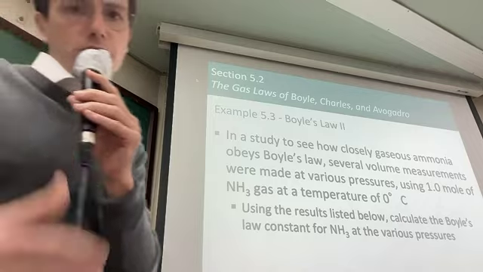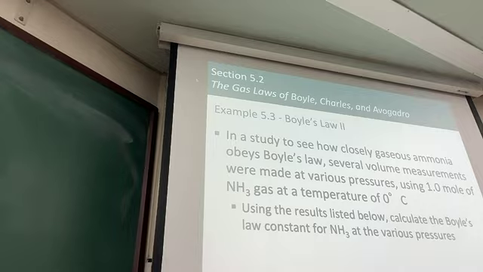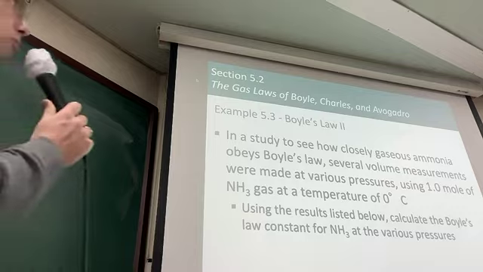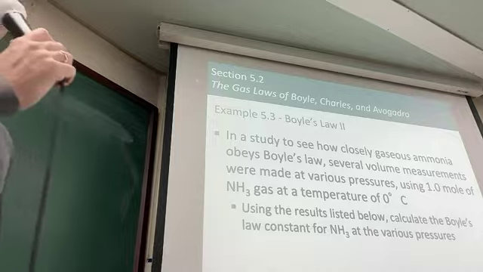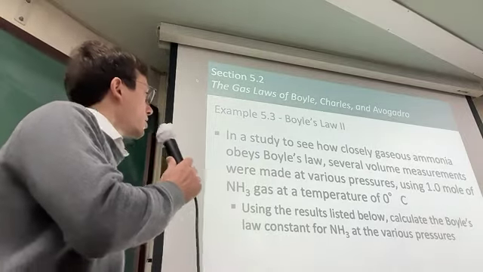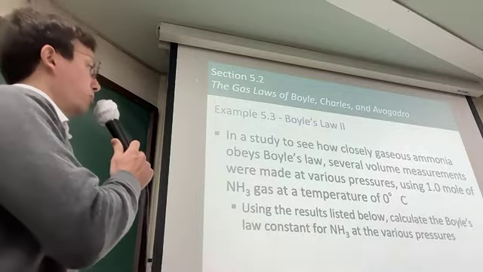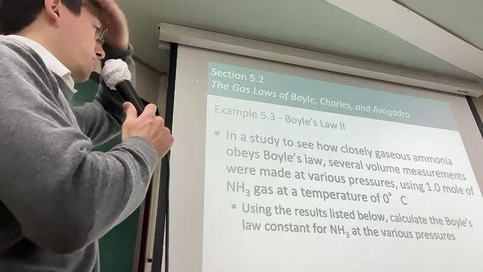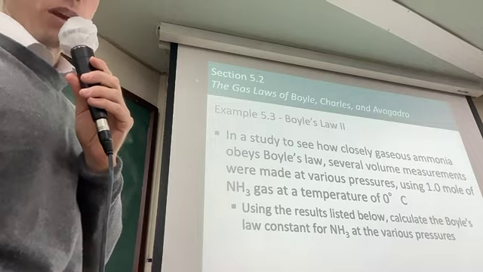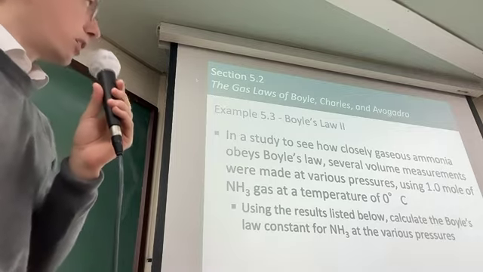Now one more. Okay, so this is one more example. We have gaseous ammonia, and we want to see how closely it resembles Boyle's law. So essentially, how ideal is ammonia? We measure different pressures using a fixed number of ammonia particles at a given temperature. Then using the results that we got from the experiment, we want to calculate Boyle's law constant, and we want to see if it is ideal or not.